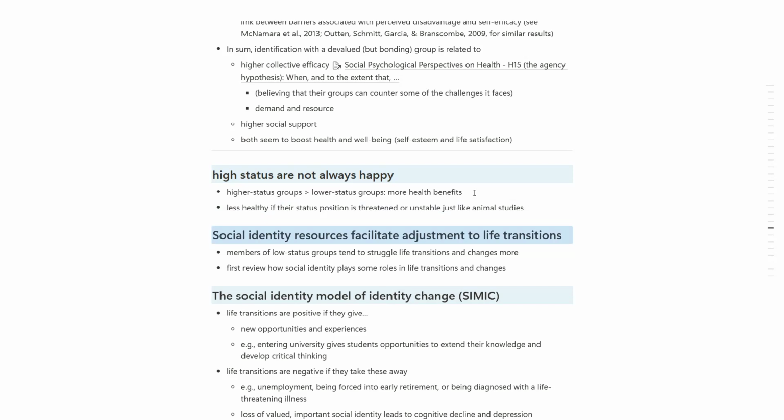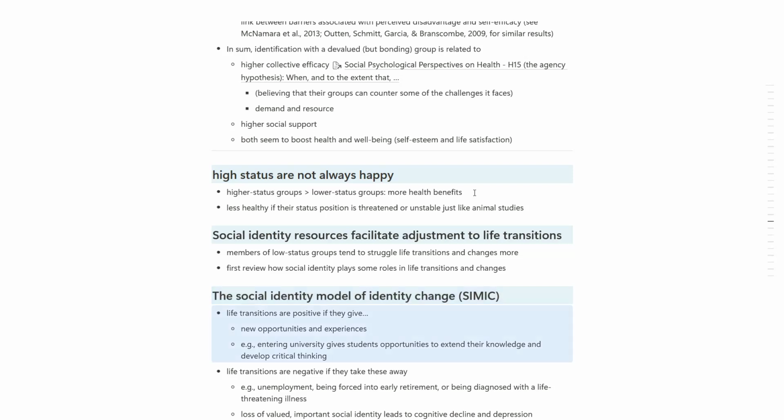So from here we will talk about a slightly different topic. Social identity resources facilitate adjustment to life transitions. Members of low status groups tend to struggle with life transitions and changes more. To explain this, I will first review how social identity plays some roles in life transitions and changes. There is a model proposed by the author of the textbook and other colleagues, which is called the social identity model of identity change, or in short, SIMIC.